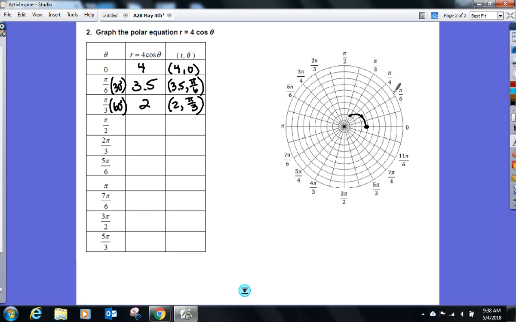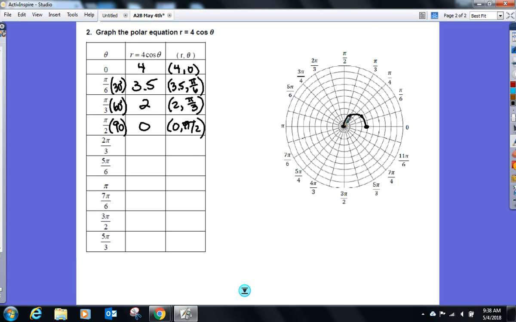Pi over 2, if you're in degrees, it would be what? 90 degrees. You should get another whole number here, your r value. Yep. So we're going 0, 90, or pi over 2, excuse me. So we're back at the beginning, the origin, the pole as it's called. Back at the pole. All right, let's keep this show going.